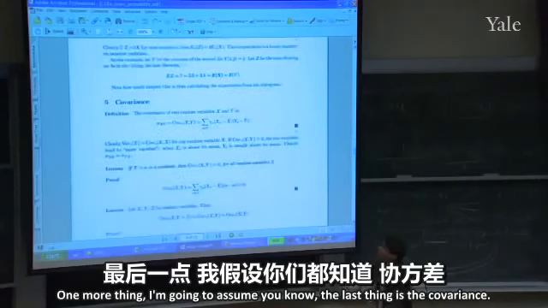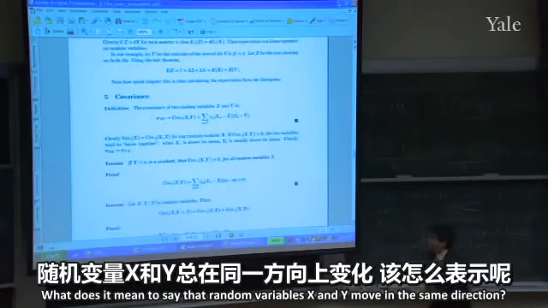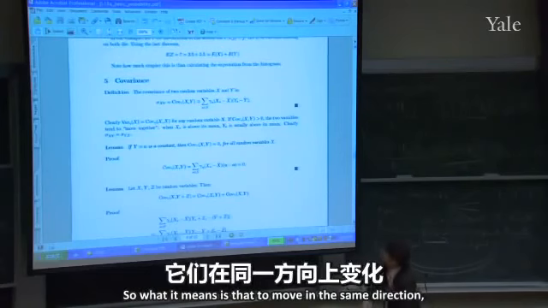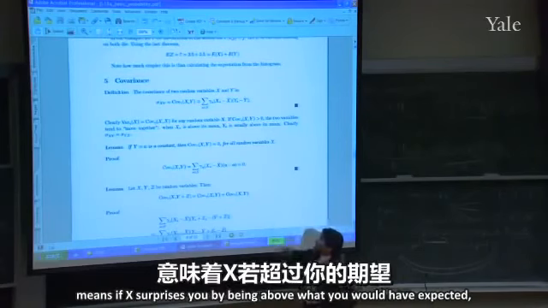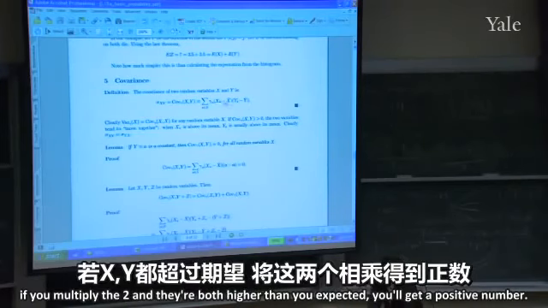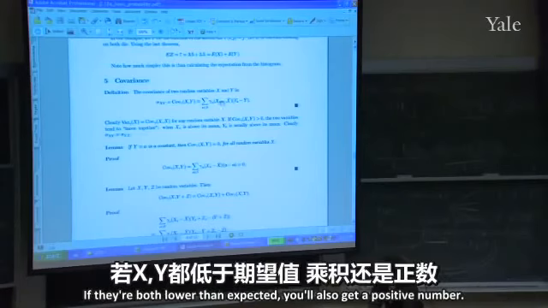The last thing is the covariance. What does it mean to say that random variables x and y move in the same direction? So this was quite a brilliant thought. So what it means to move in the same direction is if x surprises you by being above what you would have expected, so if the expectation of x is x bar and the expectation of y is y bar, if you multiply the two deviations and they're both higher than you expected, you'll get a positive number. If they're both lower than expected, you'll also get a positive number.